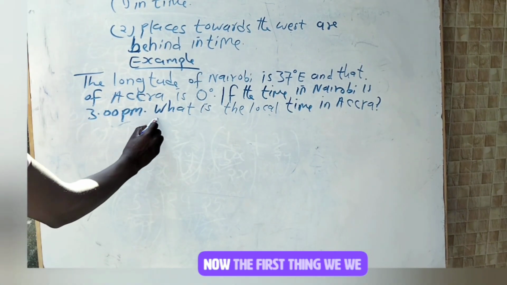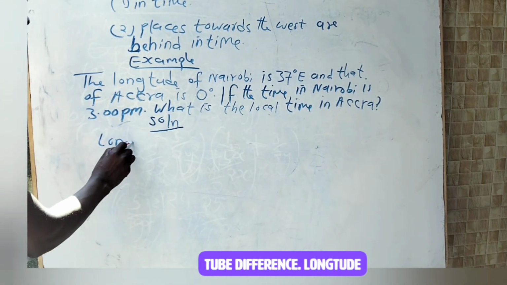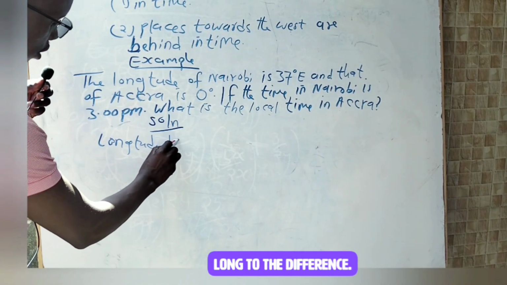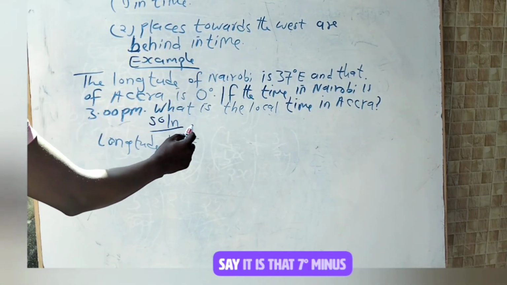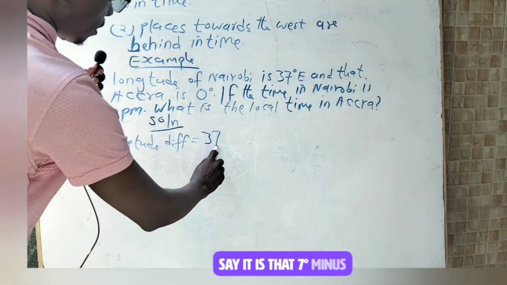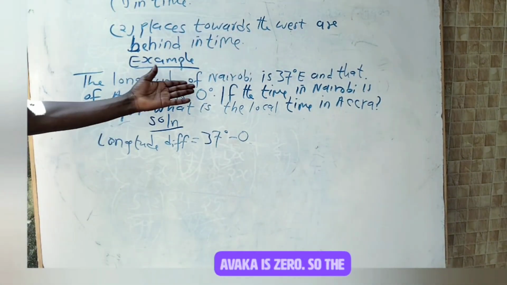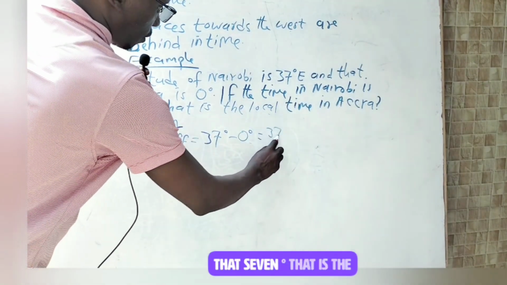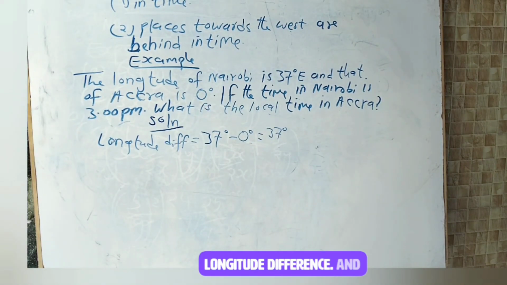Now, the first thing we do is to find the longitude difference. The longitude difference here will be what? We can say it is 37 degrees minus 0. That of Nairobi is 37 and that of Accra is 0. So the difference here is what? 37 degrees. That is the longitude difference.